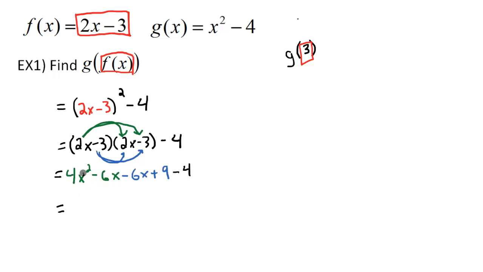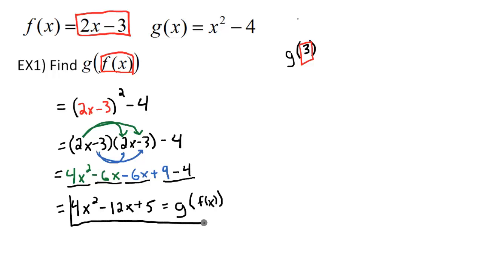We have 4x squared, and that can't be combined with anything over here, so we're going to rewrite it in the beginning. Now we have negative 6x here and another negative 6x. If we combine those two like terms, we get negative 12x. And 9 minus 4 is just going to be positive 5, and that's our final answer. So that's what g of f of x is.